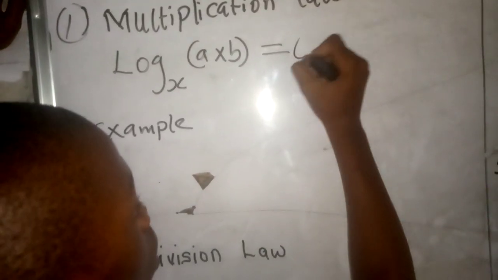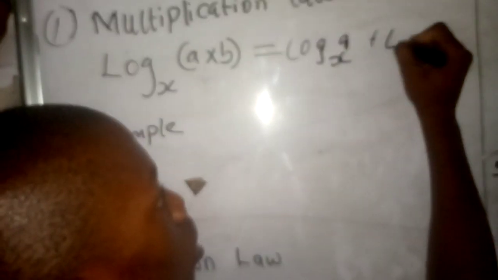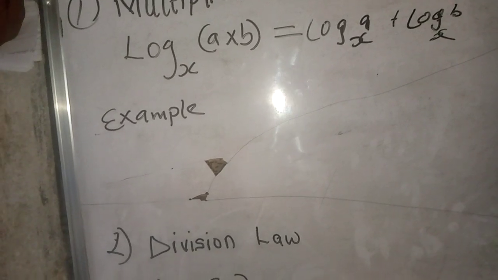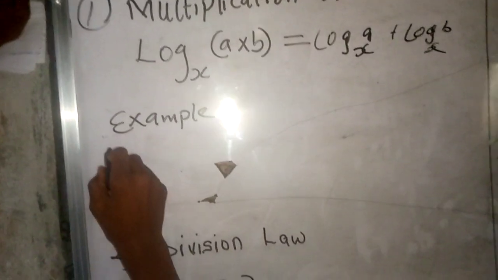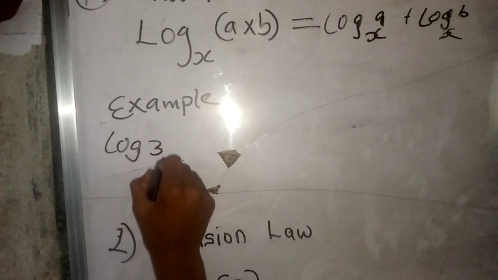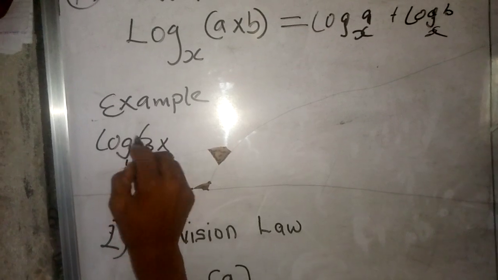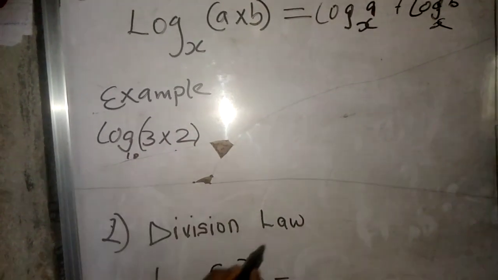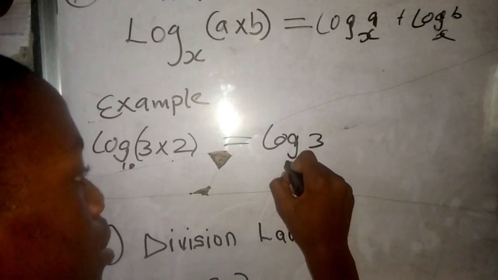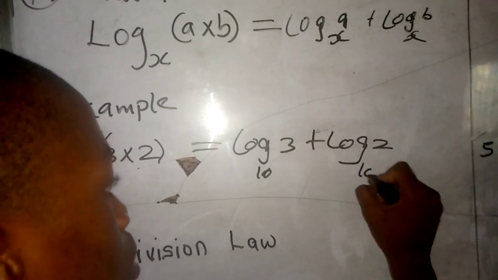So this will give us log a in base x plus log b in base x. So we want to take an example now. Let's say we have log 3 in base 10 times 2, all in base 10. If you want to convert it, you have log 3 in base 10 plus log 2 in base 10.